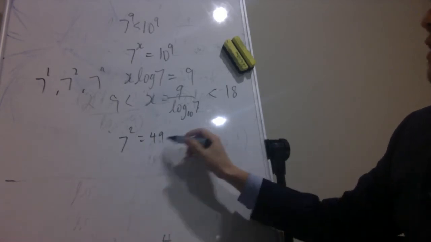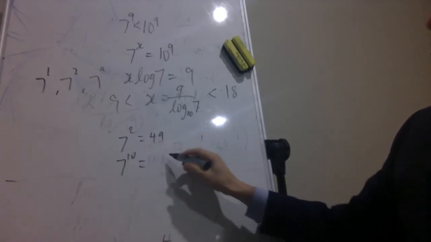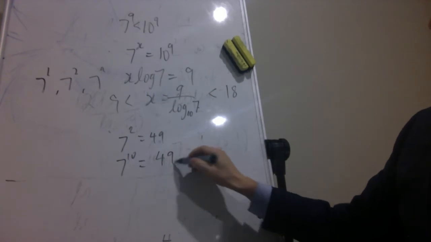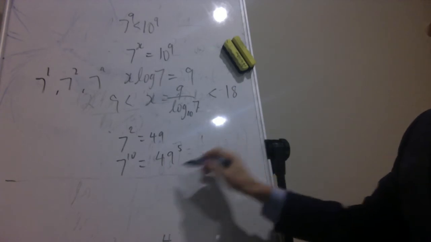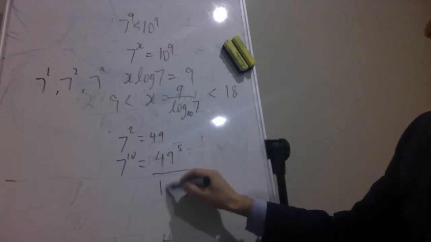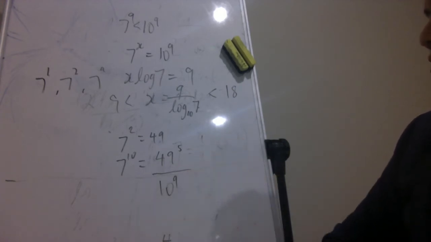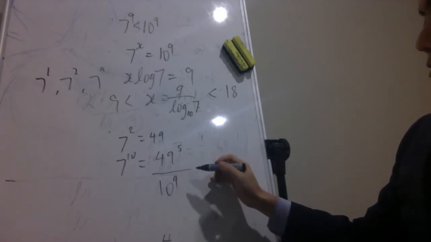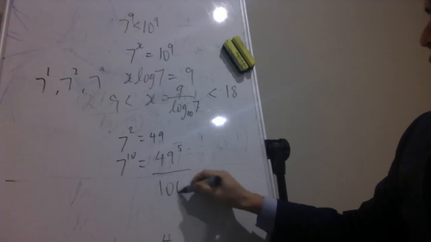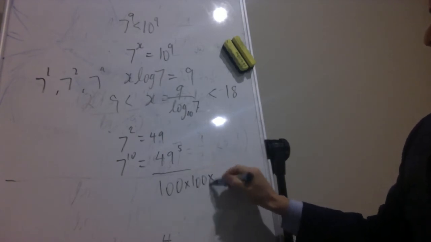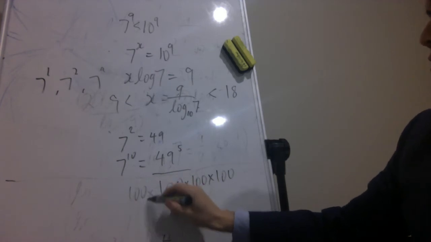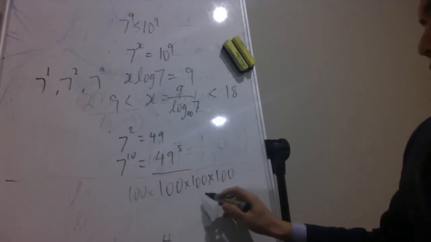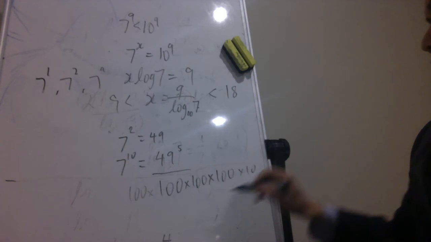So 7 to the 10 would equal 49 to the 5, right? And if we compare 49 to the 5 to 10 to the 9, we can try to treat them like 50s maybe. So this would be like 100 times 100 times 100, that's 10 to the 6. That's 10 to the 8 times 10, that's 10 to the 9.